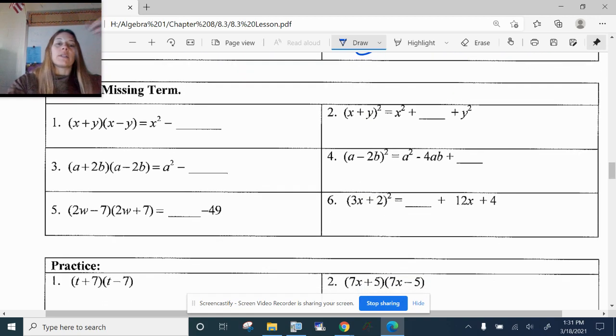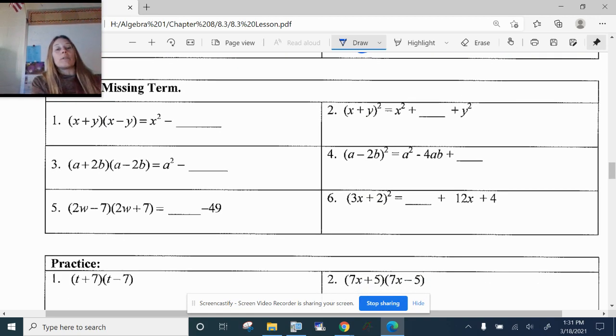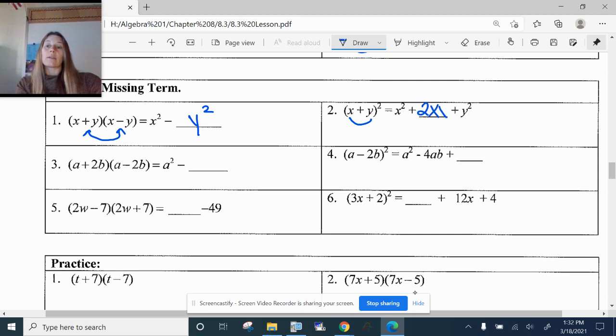So if we think about this, we could easily find the missing term. So here, notice these two are opposite signs. So that means it's just x squared minus y squared. In this example, this is one of the ones where we have x plus y twice. So we will have a middle term. We just have to multiply the x and the y together, which is xy, and double it. So 2xy. Again, opposite signs, the middle cancels.